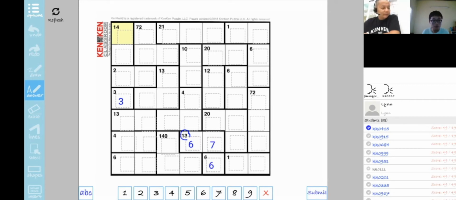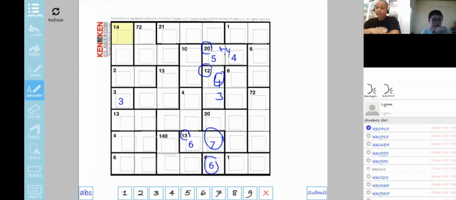Then for this 12, it can be either addition or multiplication. Addition, it can only be 7 or 5, but since there is a 7 here, so 7 cannot be used. And there's a 6 here, so 6 also cannot be used. So it can only be 4 and 3. And then for this 20 is definitely multiplication. So it's 5, 4. And since there's a 4 here, so we are sure here is a 5, 4.